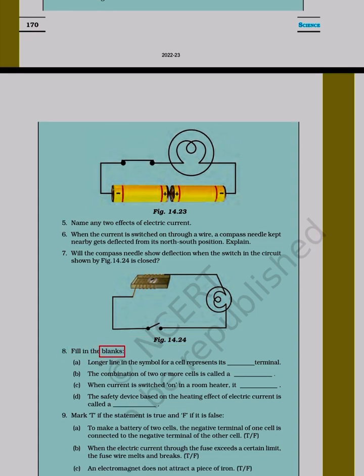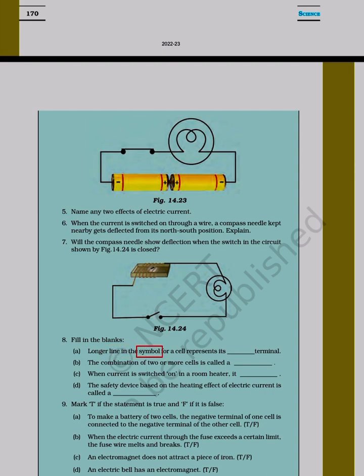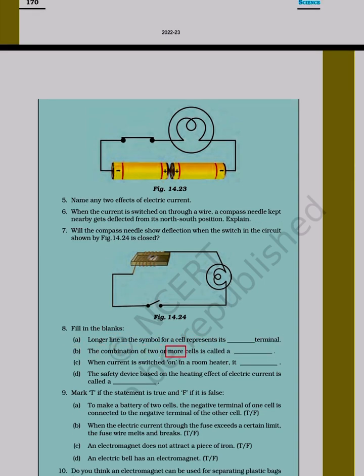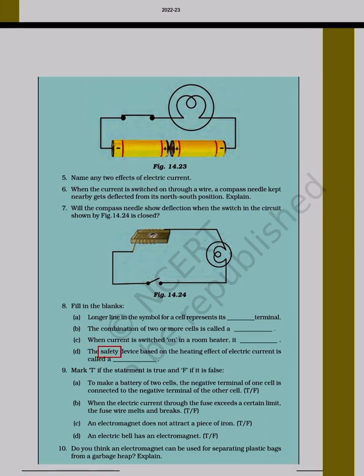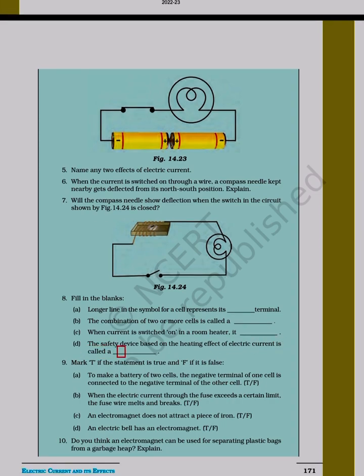8. Fill in the blanks. A. A longer line in the symbol for a cell represents its ___ terminal. B. The combination of two or more cells is called a ___. C. When current is switched on in a room heater, it ___. D. The safety device based on the heating effect of electric current is called a ___.